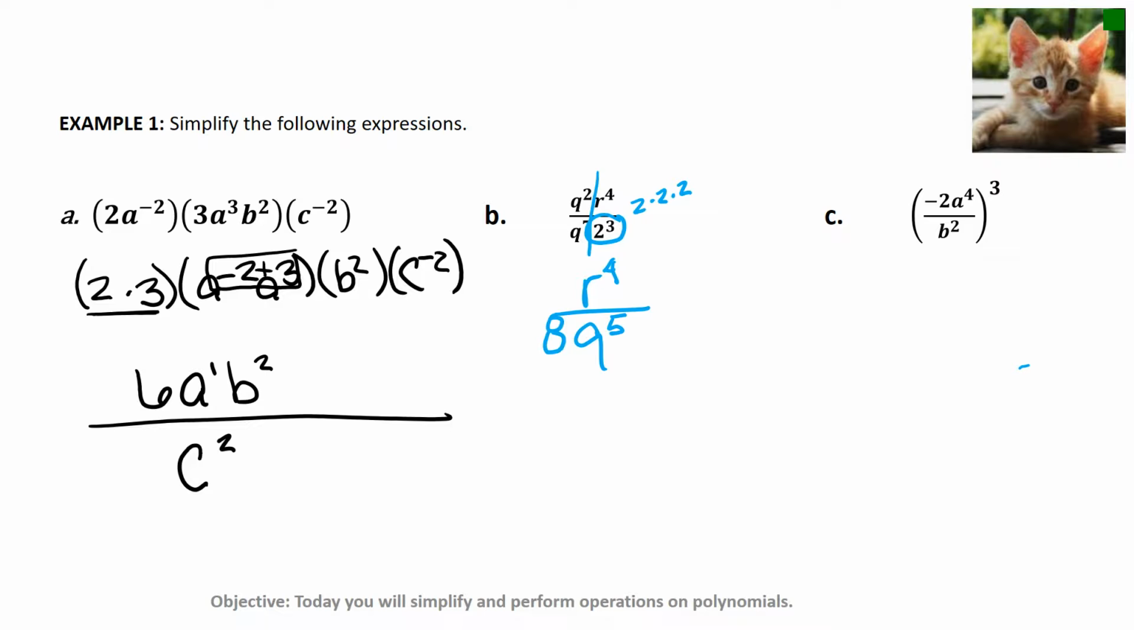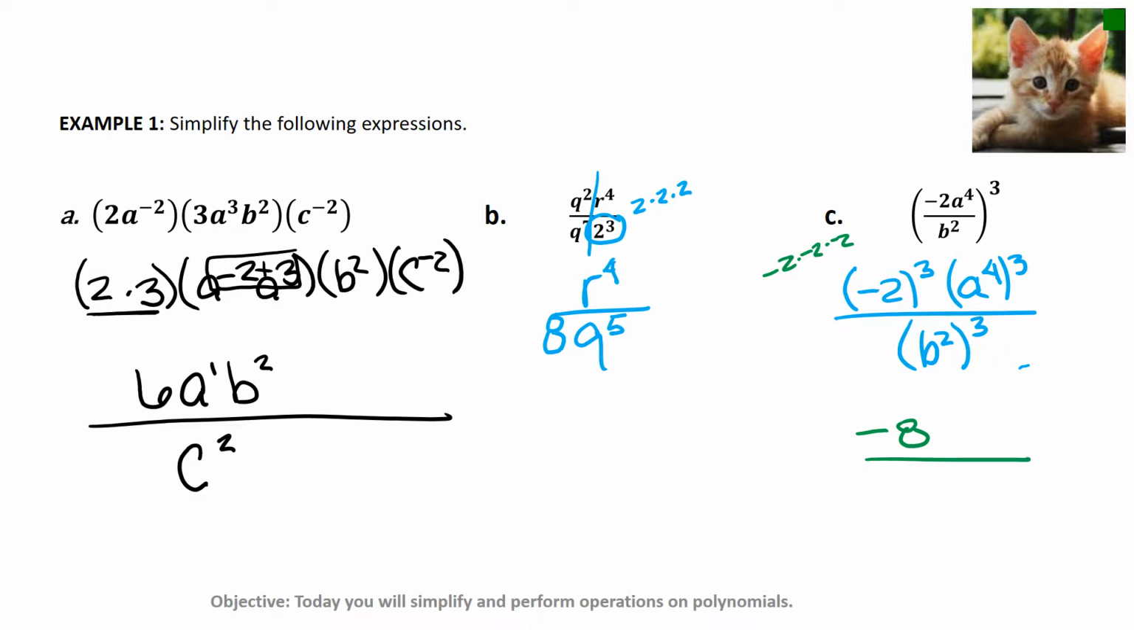Okay, on C, there's nothing to clean up in the house, so I'm going to take negative 2, give it the third power, a to the fourth, give it the third power, and b to the second, give it the third power. Negative 2 to the third is negative 2 times negative 2, which is 4, times negative 2, so that's negative 8. Remember, numbers can be negative, don't care where they are.